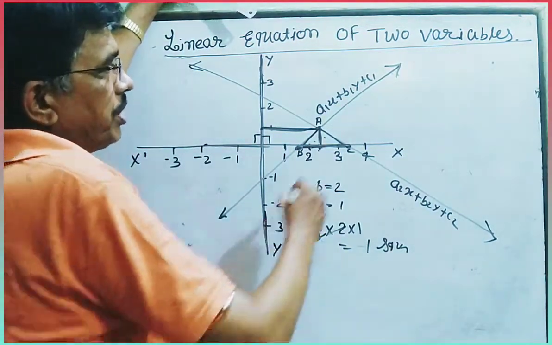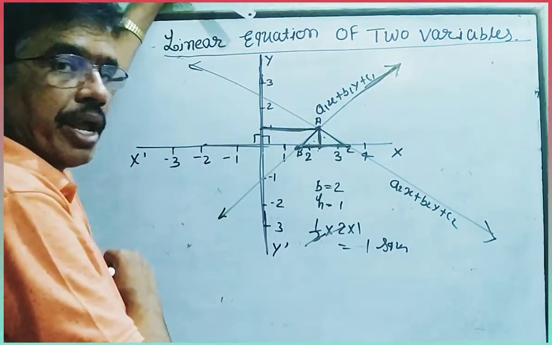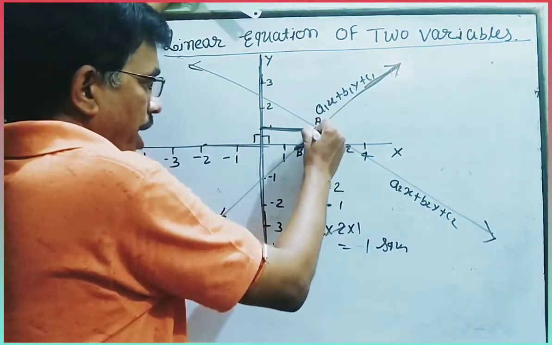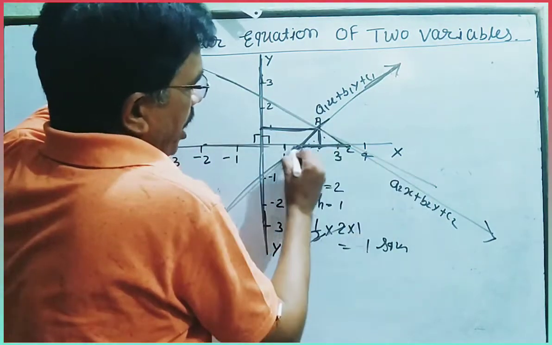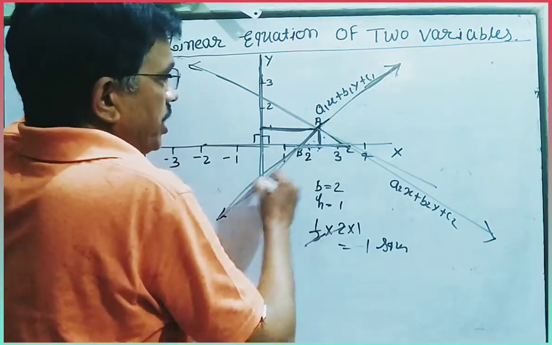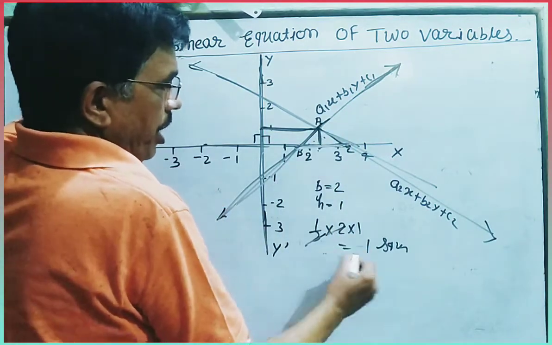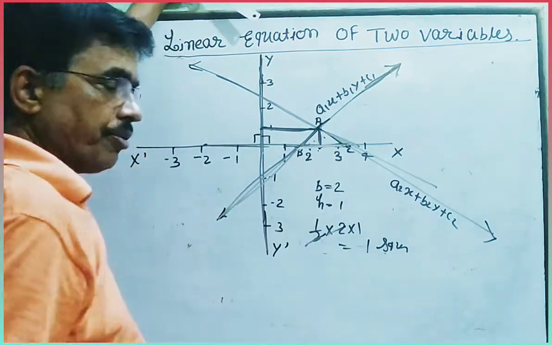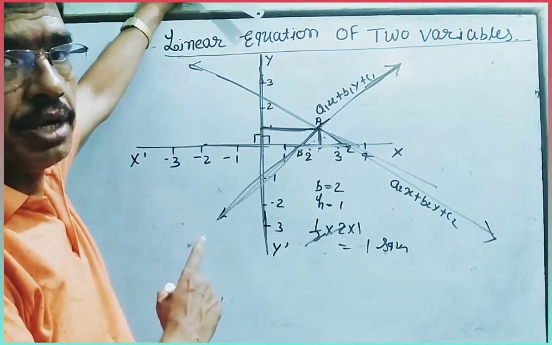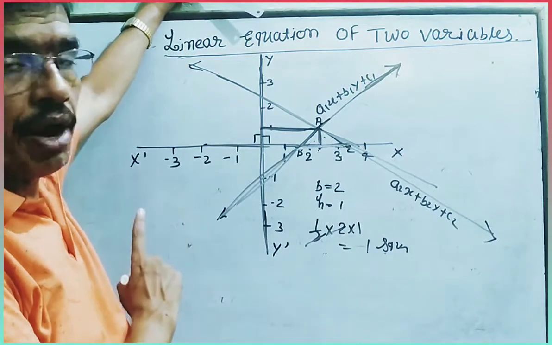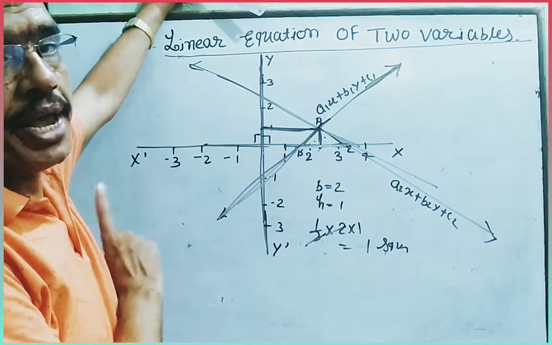How is it possible? Your question is, with the help of the graph, find the area of the triangle formed by the lines of the equations and the x-axis. The lines of the equations are here and the x-axis is there. Then this is the base and this is the height. So the area of the triangle is 1 by 2 into base into height. And if your question is to find the area of the triangle formed by the two lines and the y-axis, it is done the same way.